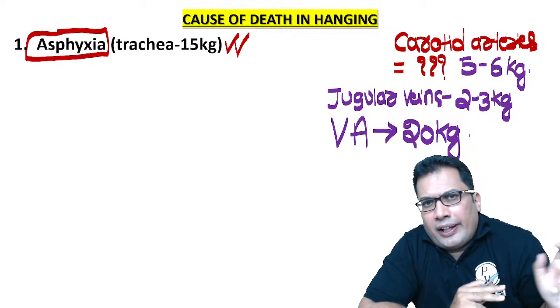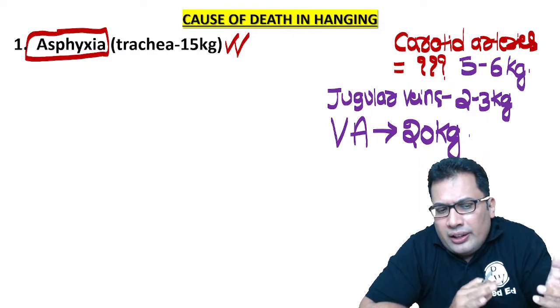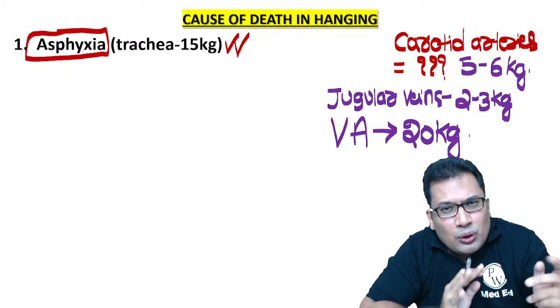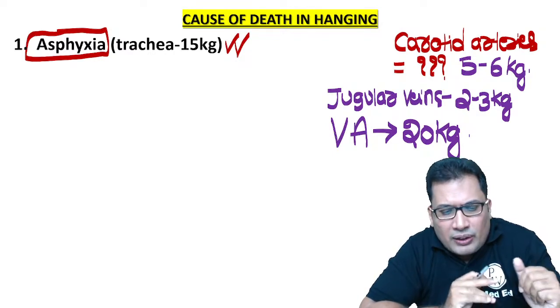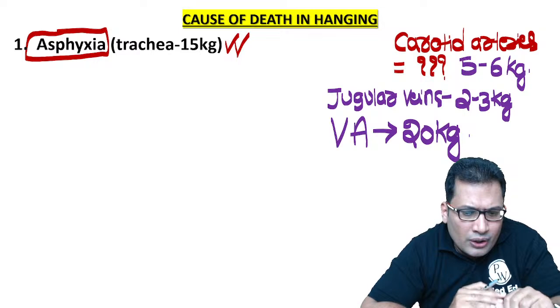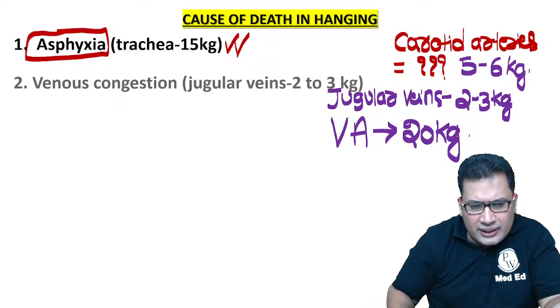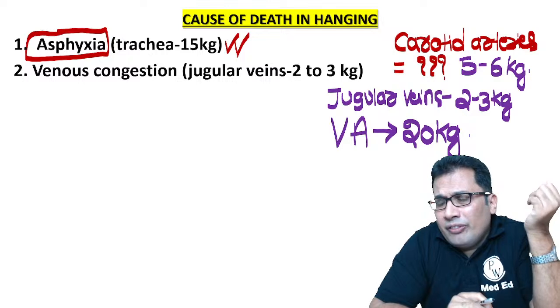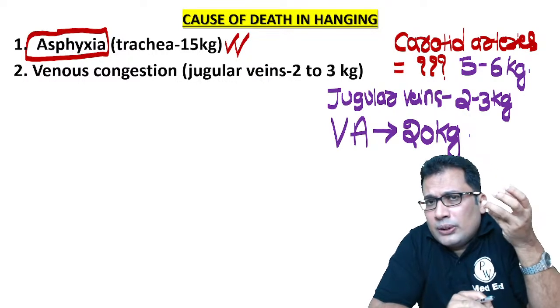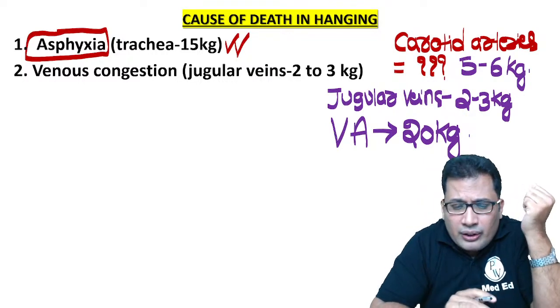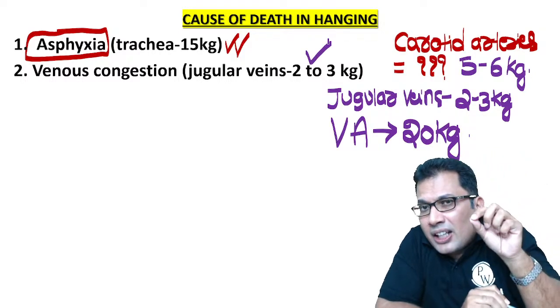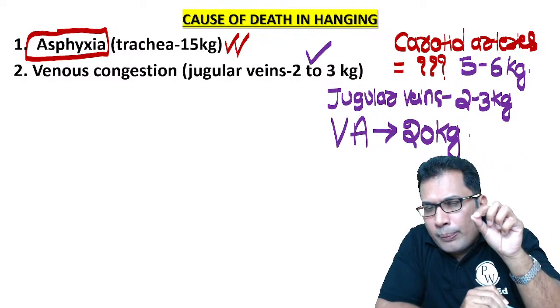So what is the weight required to occlude your trachea? It is 15 kg. Carotid artery 5 to 6 kg. Jugular vein 2 to 3. Vertebral artery is 20 kg. Very simple. Next is venous congestion. Sometimes the cause of death can be venous congestion because of the occlusion of jugular veins. The weight required is 2 to 3 kg in case of partial hanging. So try to memorize, guys.